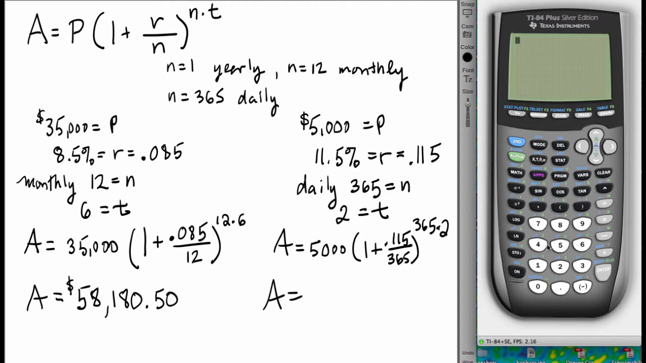and put in the principal, 5,000, 1 plus 0.115 divided by 365, end parentheses, raised to the quantity 365 times 2, and get a value on that investment. This time the value is $6,292, and rounding it to the closest cent, 77 cents.